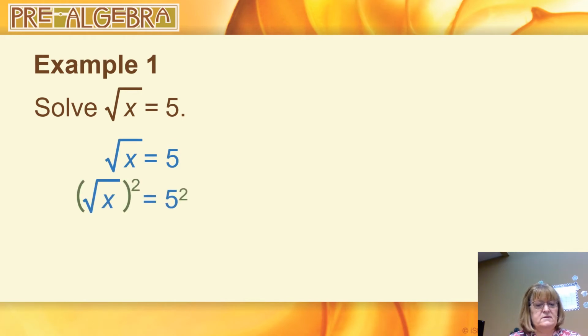All right, as you see here, square both sides. The radical sign and the square on the left will cancel each other. But remember, what you do to one side, you must do to the other. So you're going to square the other side as well. Final answer, x equals 25.